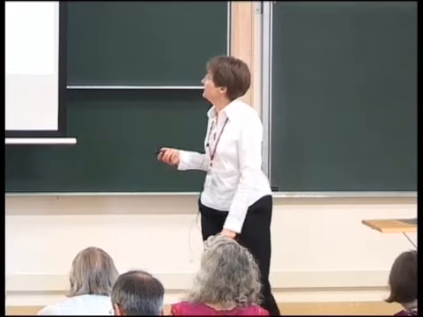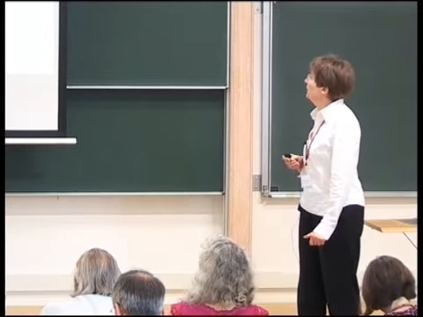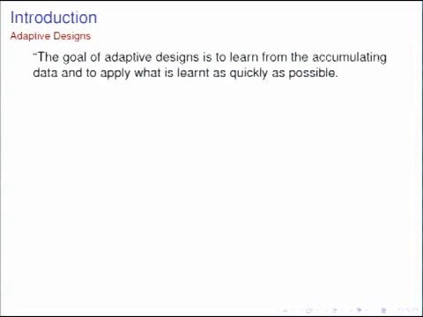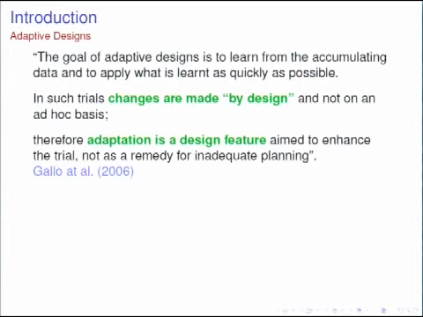Okay, so we will talk about adaptive designs. What is an adaptive design? This is a citation from one paper of the pharma group. The goal of adaptive designs is to learn from the accumulating data and to apply what is learned as quickly as possible. In such trials, changes are made by design and not on an ad hoc basis. Therefore, adaptation is a design feature aimed to enhance the trial, not a remedy for inadequate planning.